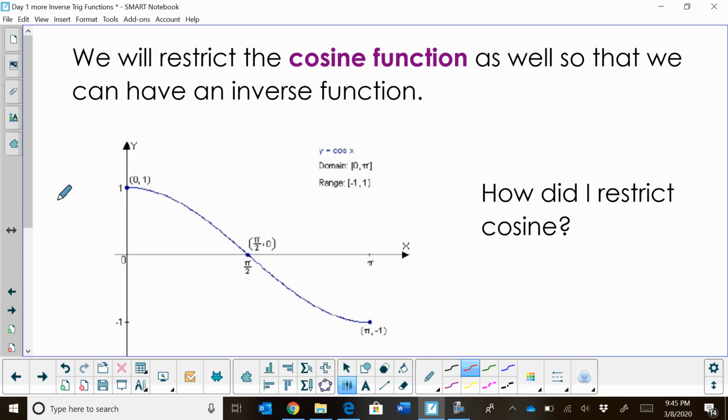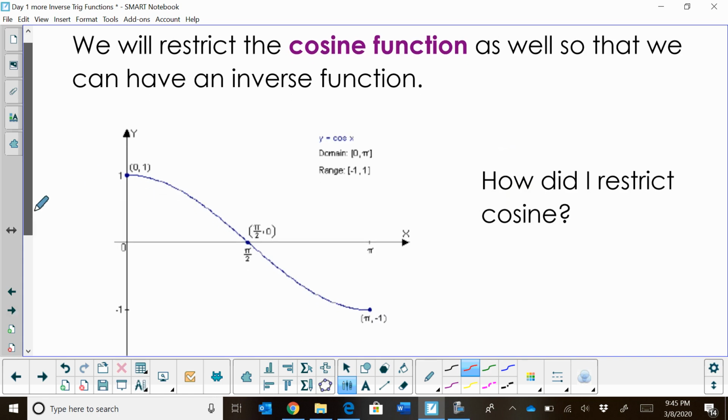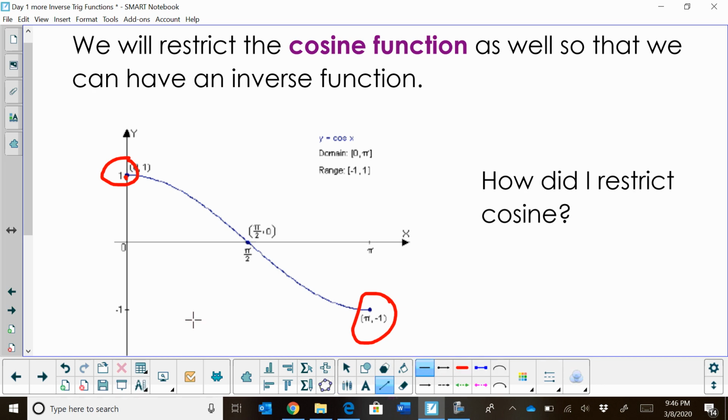So how are we going to restrict the cosine curve? Well, again, we have to go from a min to a max, or in this case, it's a little easier to go from a maximum value to a minimum value because this is on the x-axis. Cosine starts at 0, 1, and it does half a cycle to pi, -1. So that's 1/2 of our cycle. That's the section we're going to take and reflect. So let's think about what that one's going to look like.